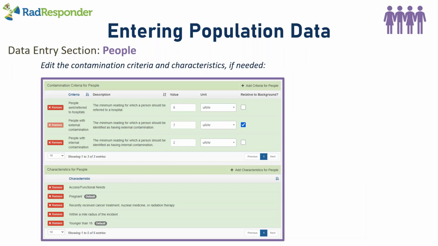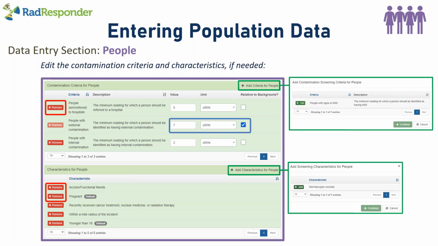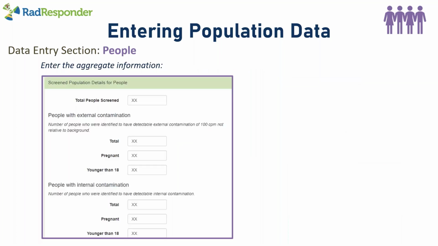And now I am presented with people as the first section. Here I can edit the contamination criteria and characteristics if I want to, but I don't have to. I can remove a contamination criteria, I can add one, and I can edit one. And same for the characteristics, I can remove any that are pre-existing or I can add any if I want for this specific record. If the way the CRC was set up is the way I want to enter my data, you can ignore this section and scroll down to the screened population details for people.